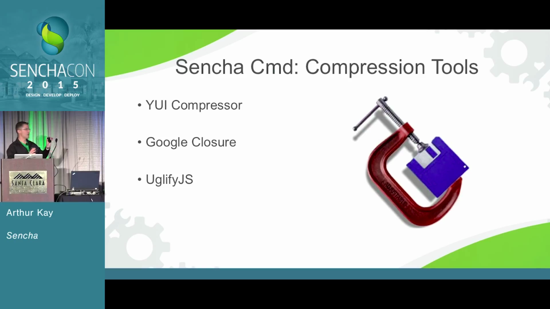So to summarize this, YUI Compressor is the only one of these tools that does both JavaScript and CSS compression. YUI Compressor and Closure are both written in Java, which is important because Sencha Cmd is written in Java. UglifyJS is similar to Google Closure in that it's highly configurable, and that it only does JavaScript compression. But because it's written in JavaScript, Sencha Cmd has to run it through the Rhino parser. And that has other implications we're going to come back to here in just a moment.